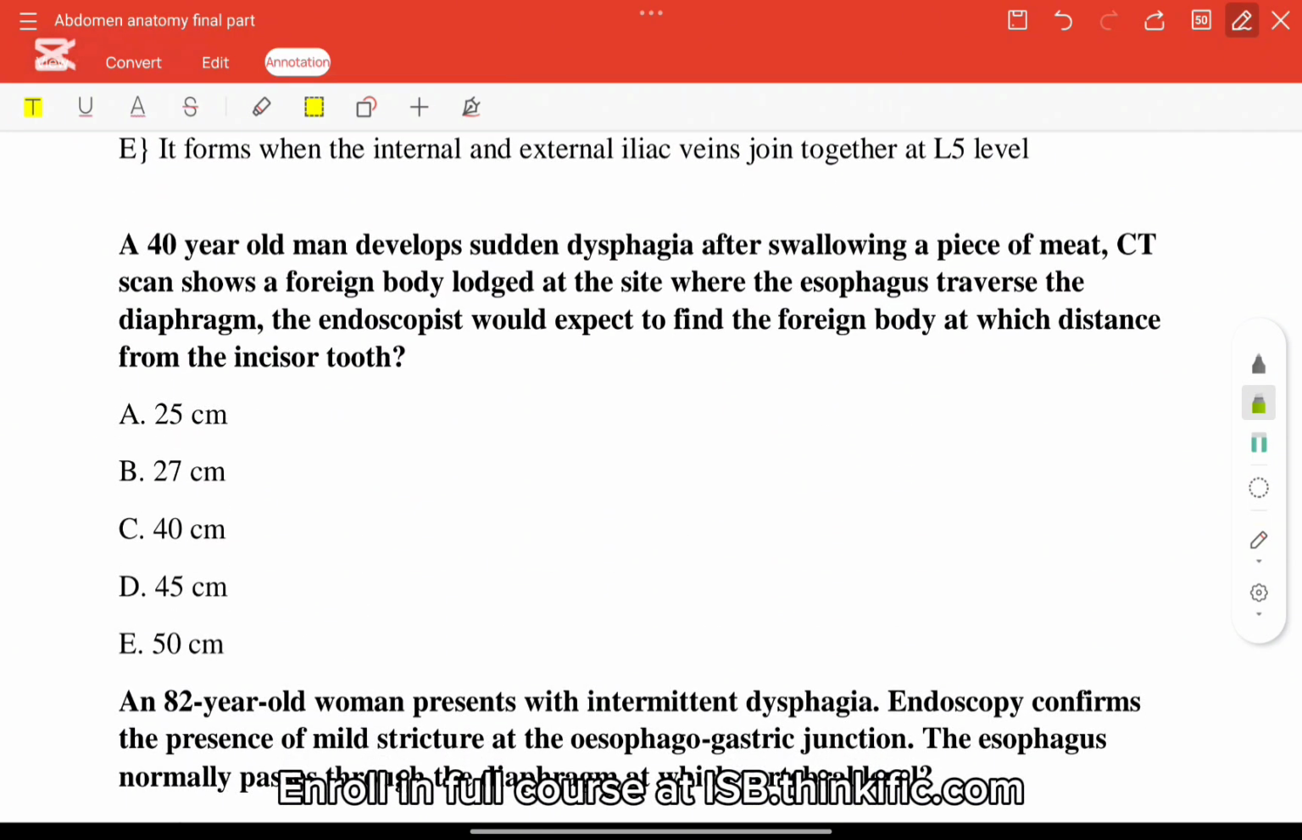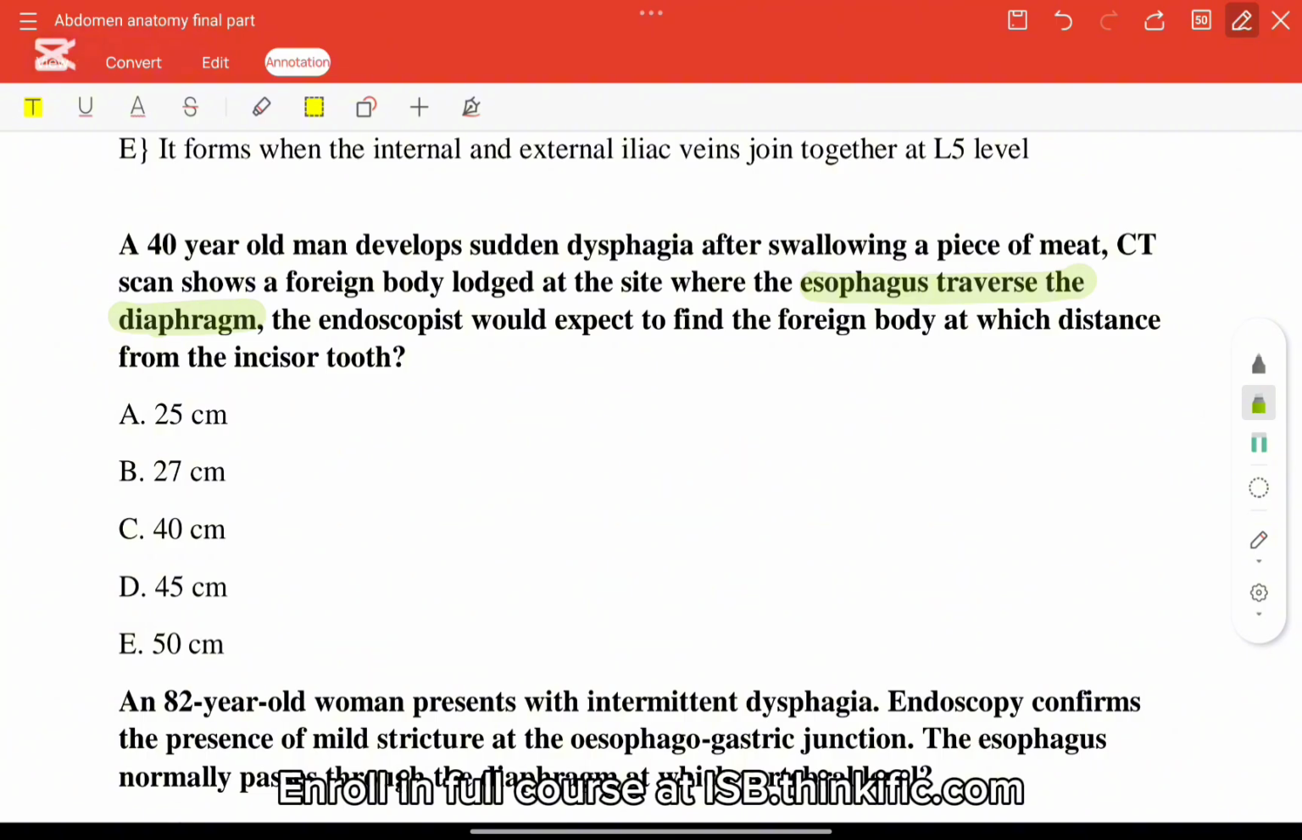Let's move. Let's see another example. A 40-year-old man develops sudden dysphagia after swallowing a piece of meat. CT scan shows a foreign body lodged at the site where the esophagus traverses the diaphragm. The endoscopist would expect to find the foreign body at which distance from the incisor teeth? I told you earlier that the esophagus passes through the muscular part of the right crus of diaphragm, which is at approximately the level of T10, but I didn't tell you the endoscopic marking in this lecture. I've told you in another lecture, but not in this.